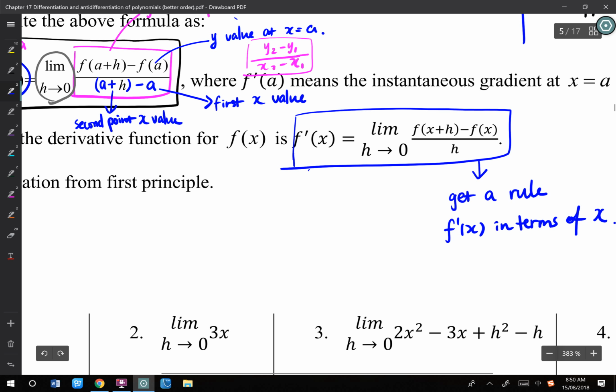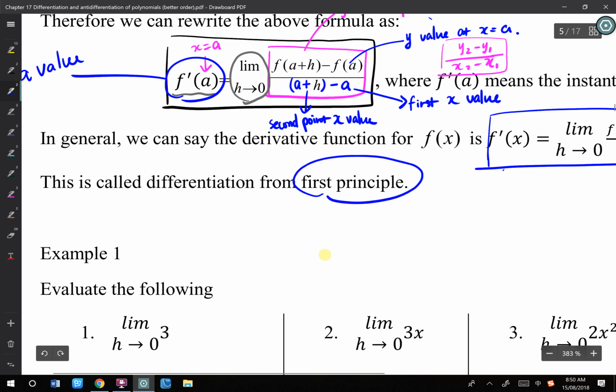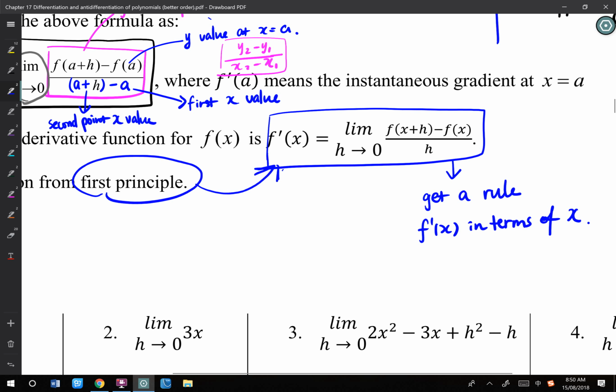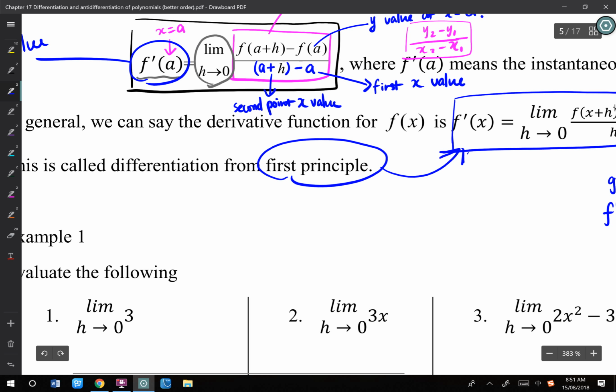So this thing is important. It is called first principle. Okay, that is the first principle. First principle is used to find the gradient function, the derivative function for any f(x) function. First principle is the most original formula used to find the gradient function or the derivative function for any f(x) function. So this is how we can find the gradient at any point, the instantaneous rate of change at any point. So make sure you understand that.